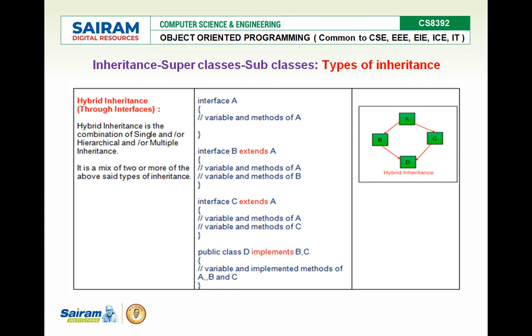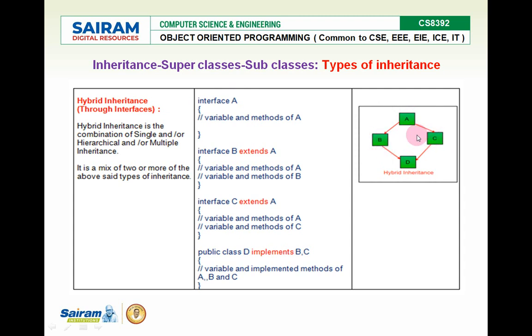So interface A, interface B, interface C, and finally class D. So we'll see this one. Hybrid inheritance is the combination of single, hierarchical, or multiple inheritance, a mix of two or more of the above types. Instead of a class, I'm having interface A, and this interface is extended in interface B and interface C.